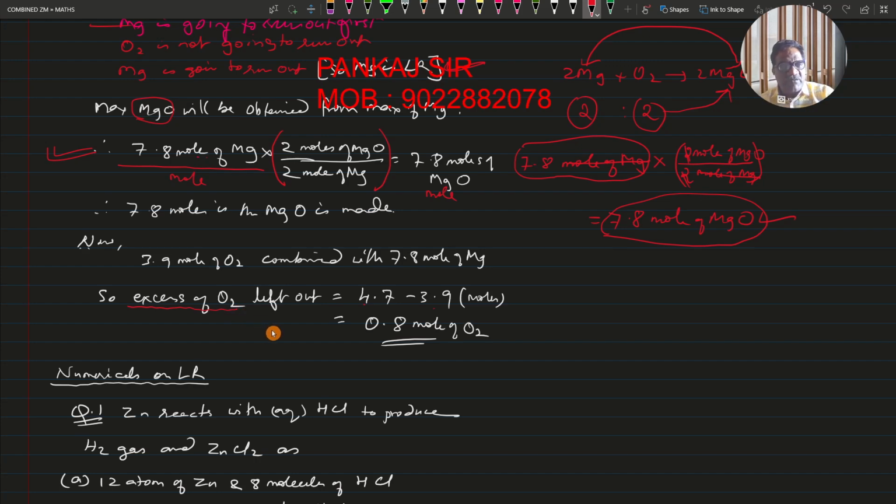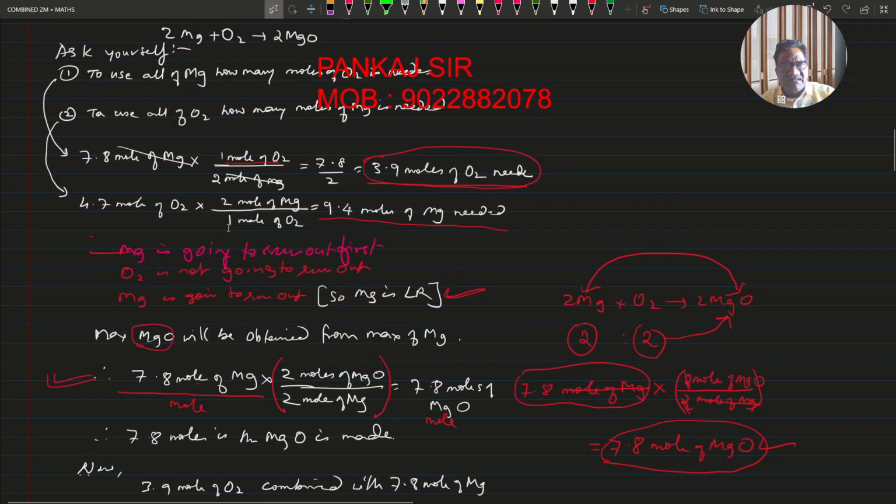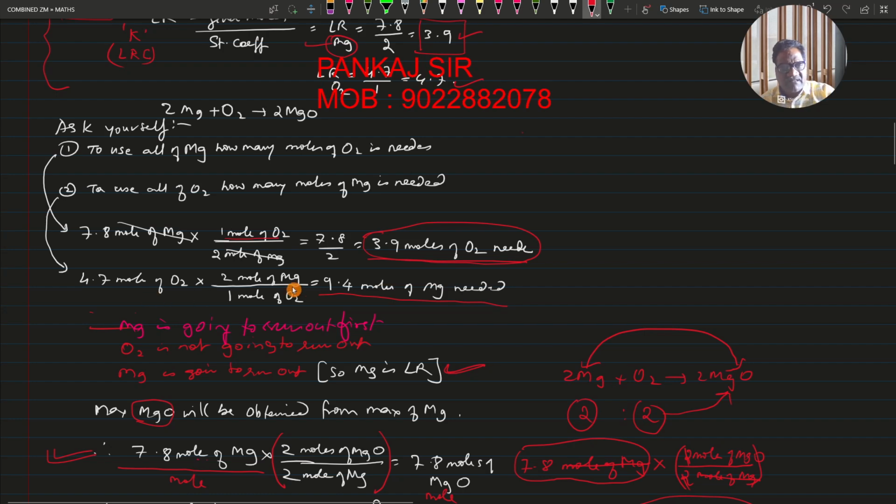So excess reactant oxygen, how much it will be left out, that if you want to find out, then do one thing. Find out how much oxygen is used up, okay, to react with the total 7.8 moles of magnesium that was provided to us. And we just found out the answer for that to be 3.9, isn't it? Somewhere over here. Yeah. While finding the limiting reactant, we found out here that to completely use all the magnesium, all means 7.8 moles of magnesium, how much oxygen was needed? 3.9 moles of oxygen was needed.